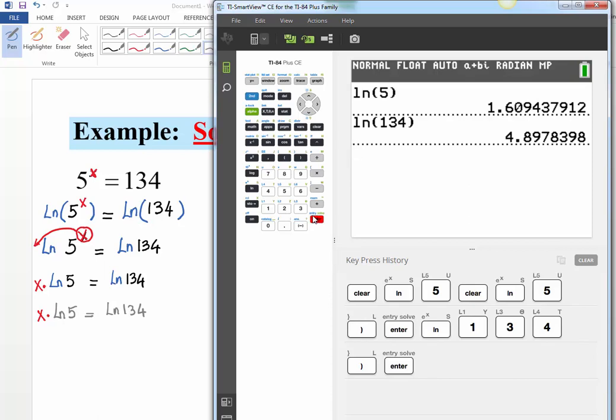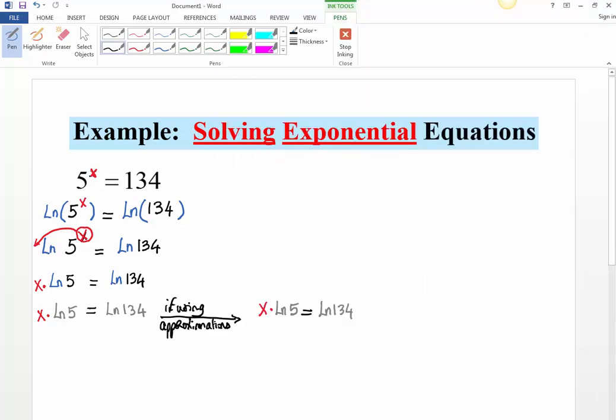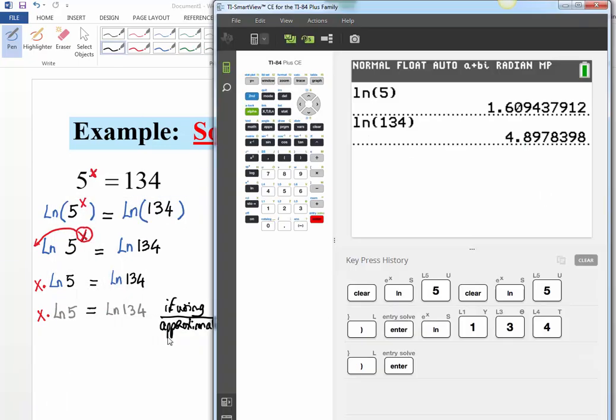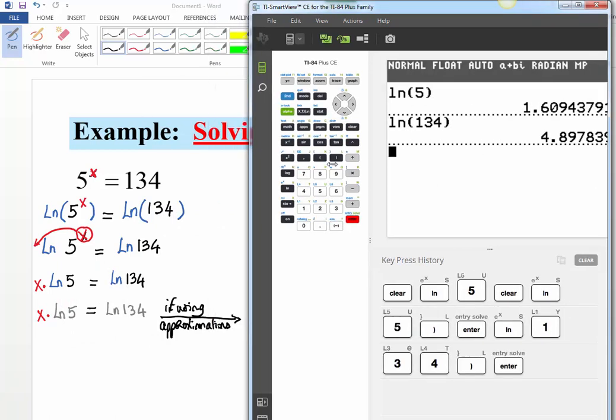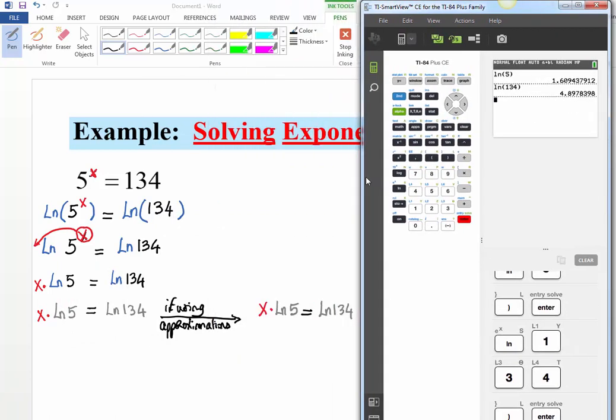I could replace ln of 5 by its approximate value, just to see how I would handle this equation with friendlier things than saying ln of 5 and ln of 134. So let's see what we would get. So let's say we were to use approximations. I rewrote exactly my equation, and let's just replace ln of 5 by 1.6 and ln of 134 by 4.9.